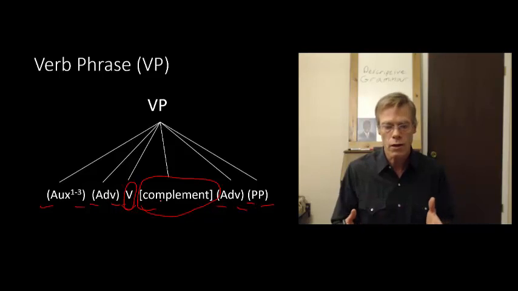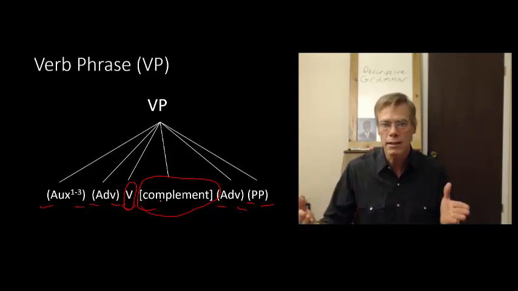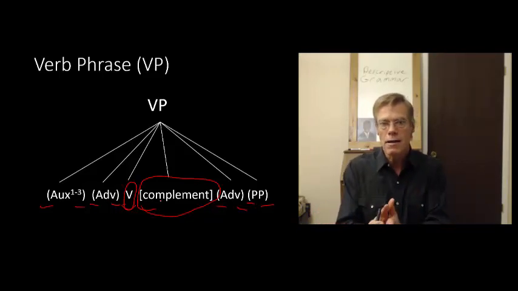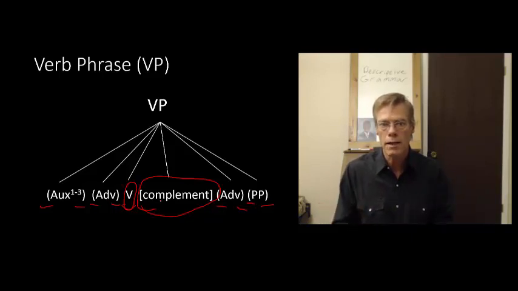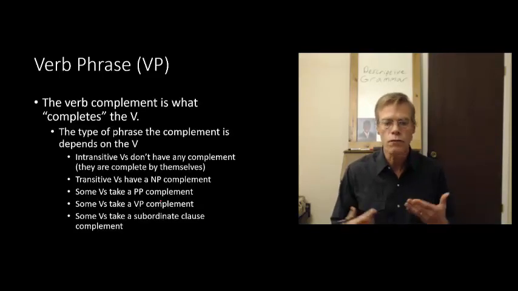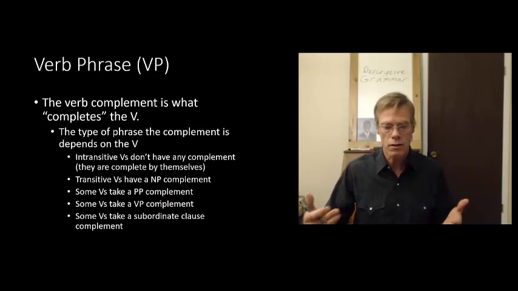So in order for a verb to be complete, in a sense, to form a verb phrase, it obligatorily needs a complement. But we have to put it in brackets because there can be all sorts of different types of complements depending on the verb. And that's what we're going to spend most of our time talking about in this video. So the verb complement is what completes the verb. The type of phrase that the complement is depends on the verb.